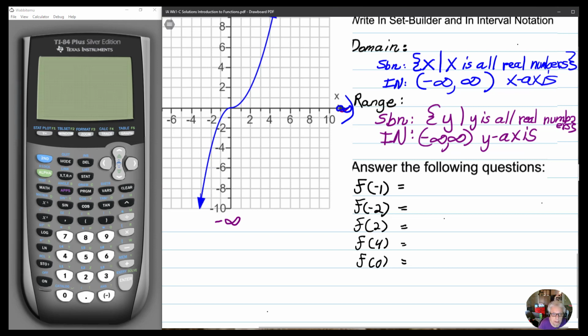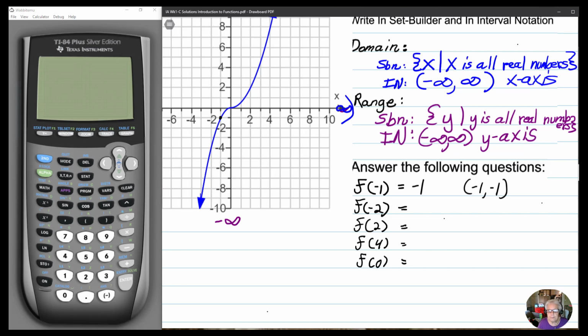Here's negative 1. I go down to the graph and then over to the y-axis. That's negative 1. So f of negative 1 is negative 1. And that gives you the point negative 1, negative 1, right here. No room to write it.